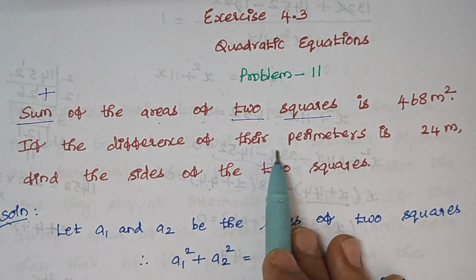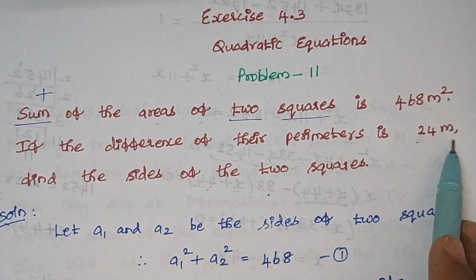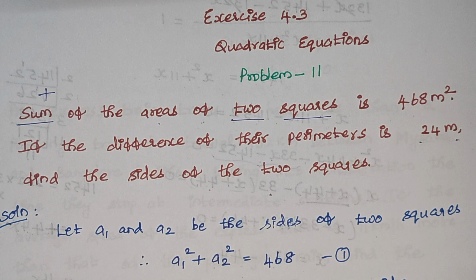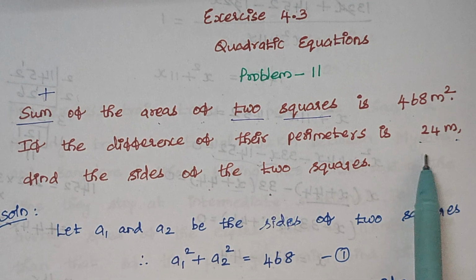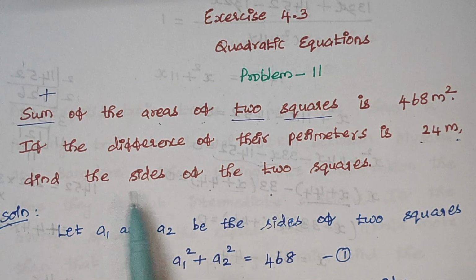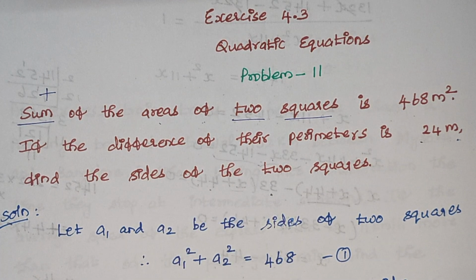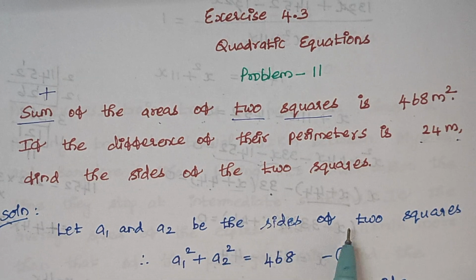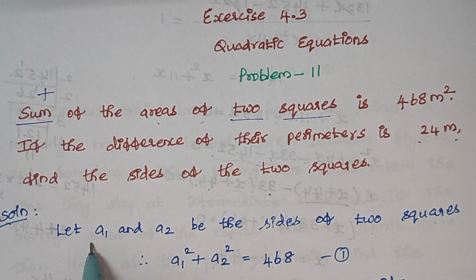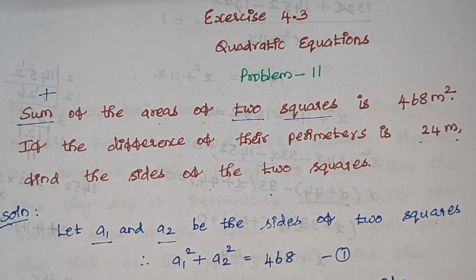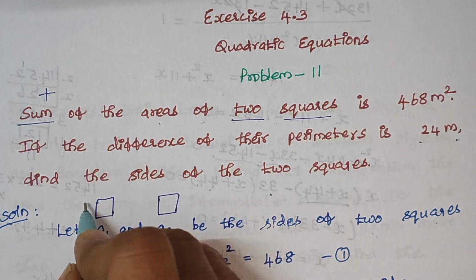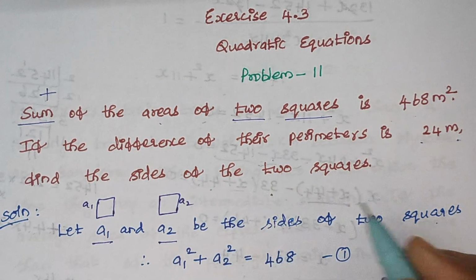If the difference of their perimeters is 24 meter, okay, difference between their perimeters, perimeter of square 1 minus perimeter of square 2 gives 24 meter. Therefore, find the sides of the two squares. We have to find the sides, right? So, you see, let A1 and A2 be the sides of two squares. Let A1 be the side of the first square and A2 be the side of the second square. For example, let this be one square and this the other square. Here A1 is the side and here A2 is the side.